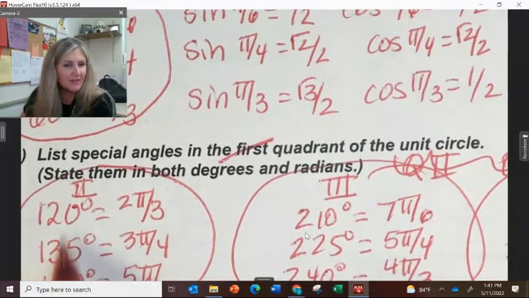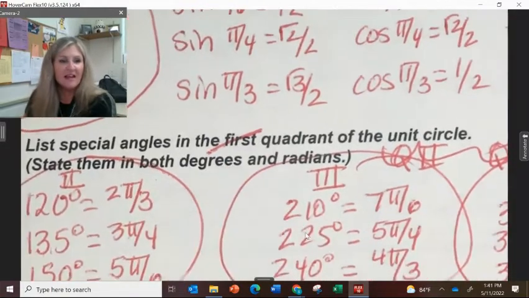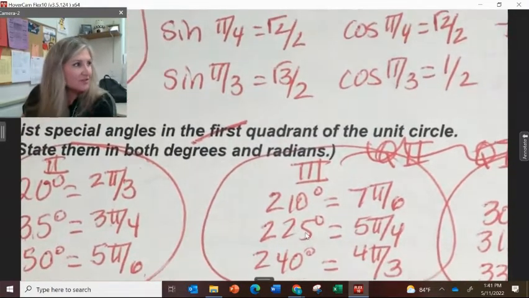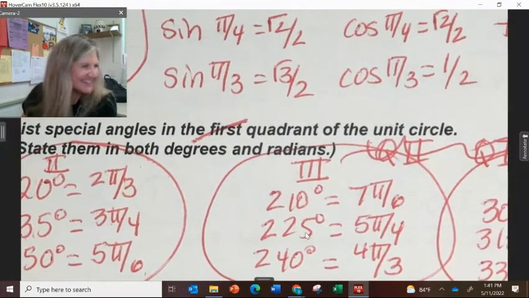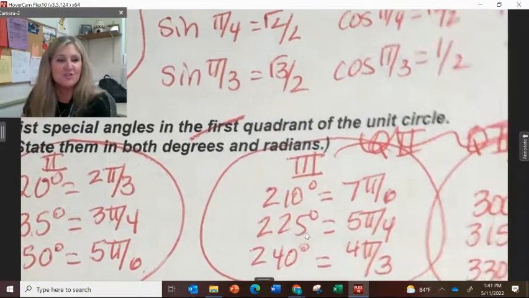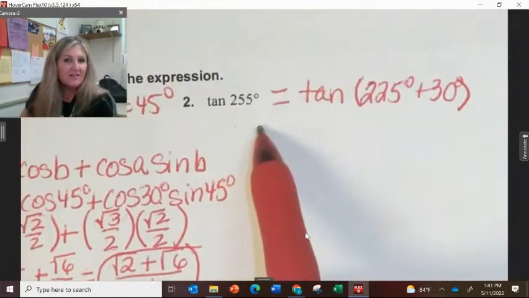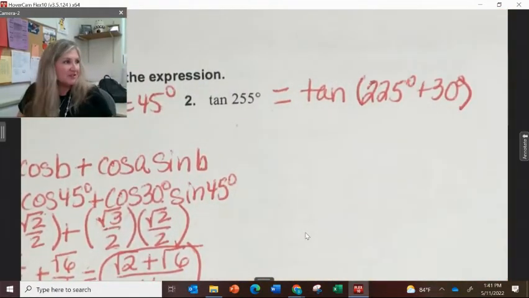Maybe we could even look here in quadrant 2. What if I add just these two together? What do I get? 255. So it doesn't matter what we choose. It's not going to matter which angles you choose as long as they add up to 255. Everybody in the class might come up with two different angles, but we'll all get the same answer.